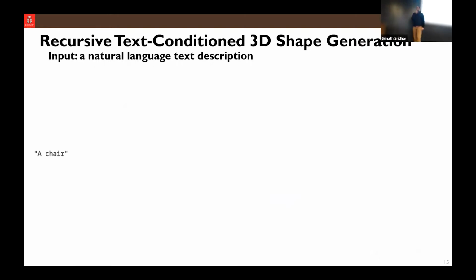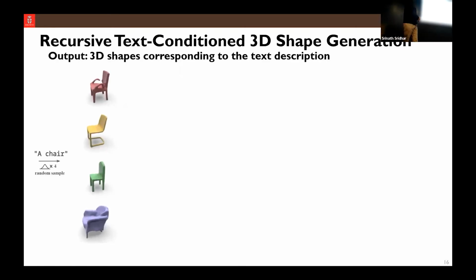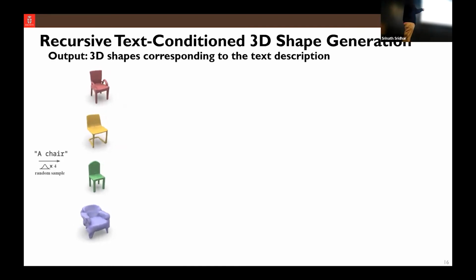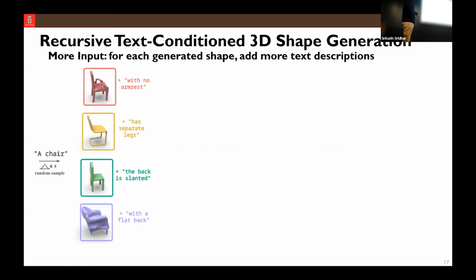All right. So let's look at the problem that we're trying to solve. Our input is a natural language description of whatever object we want to synthesize. So we start with something that says a chair, right? And then we want a model that can produce different kinds of chairs. Here we're showing 4 instances of chairs produced by such a model. We then want to add some additional qualifiers to the original input. So in this case, we're saying we want a chair with no arms or separate legs. The back is slanted with a flat back and so on.